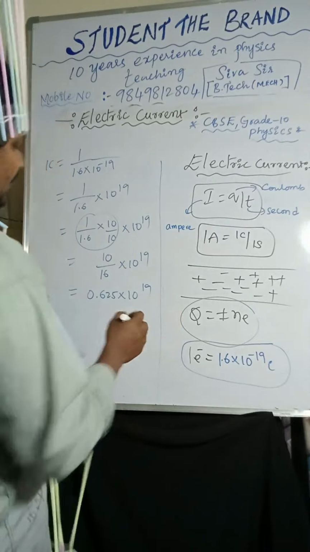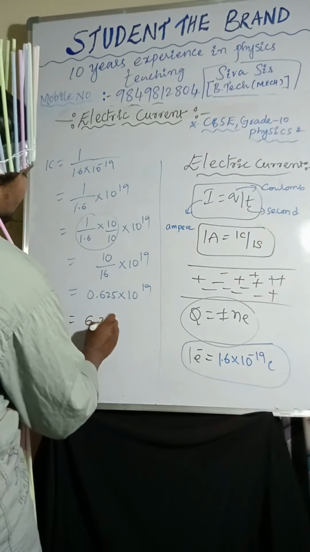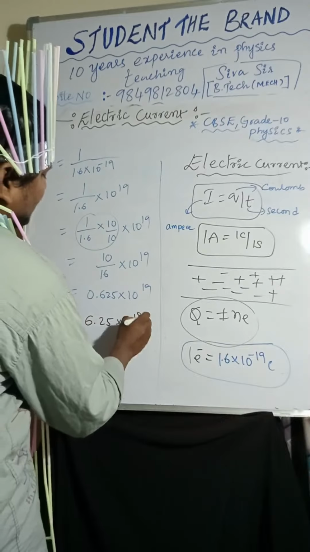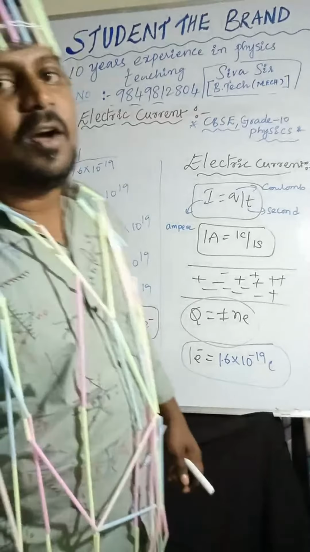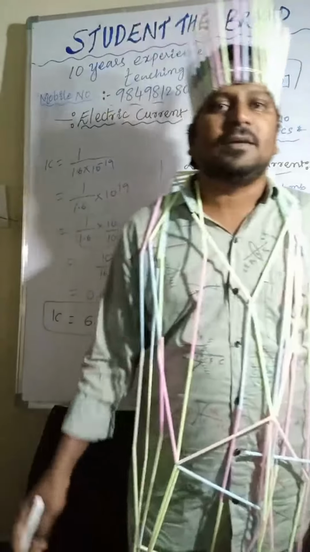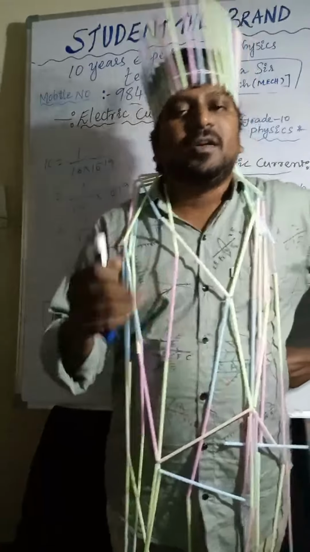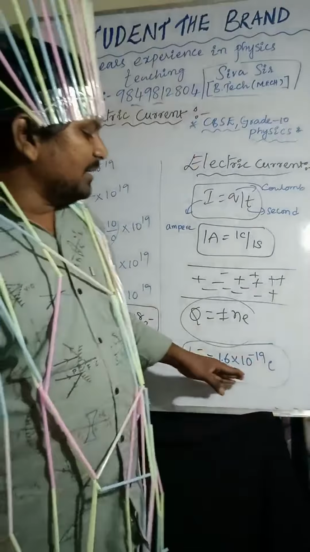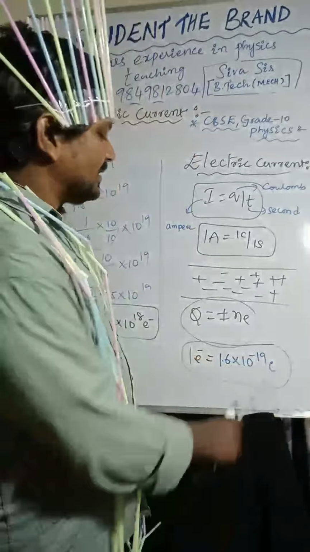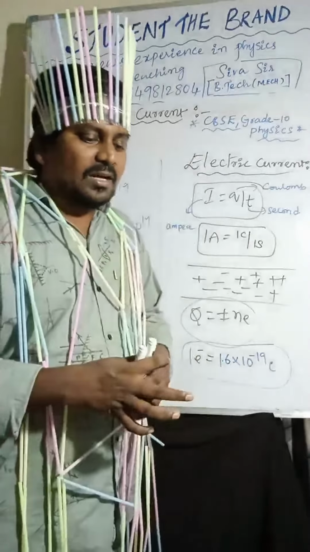So now you can consider that in 1 coulomb, 6.25 into 10 power 18 electrons are present. On 1 electron, the charge present is 1.6 into 10 power minus 19 coulomb. So in 1 coulomb, 6.25 into 10 power 18 electrons are present.